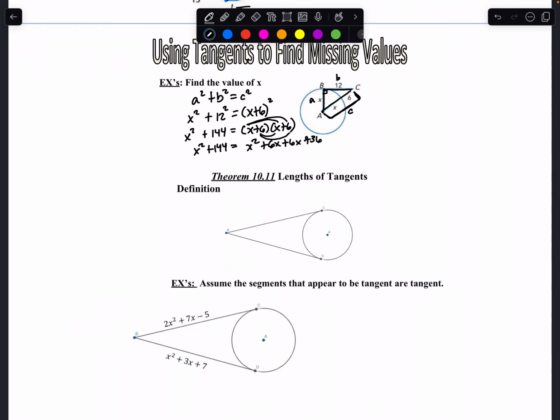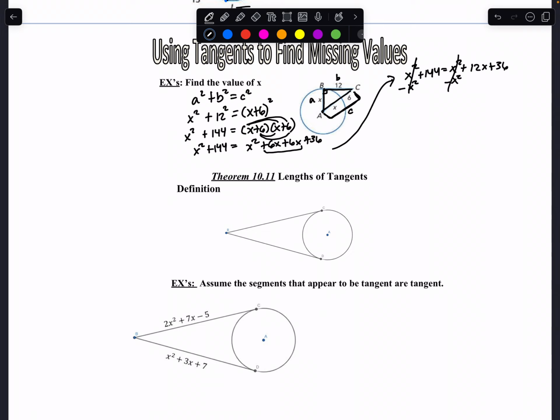At this point, we want to combine like terms. I'm going to continue solving this up here. X squared plus 144 equals x squared plus, I'm going to just combine these two so they're on the same side, plus 12x plus 36. I'm going to move this x squared to the other side, so I subtract x squared on both sides. Notice how those get canceled.